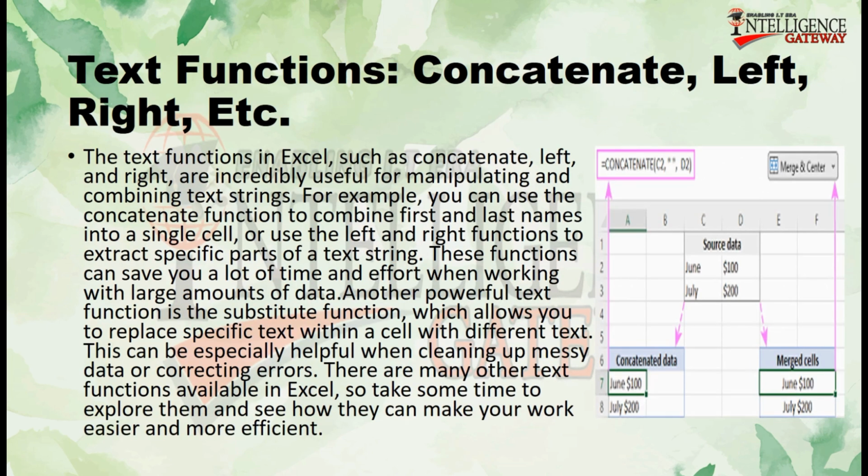Text functions: CONCATENATE, LEFT, RIGHT, etc. The text functions in Excel, such as CONCATENATE, LEFT, and RIGHT, are incredibly useful for manipulating and combining text strings. For example, you can use the CONCATENATE function to combine first and last names into a single cell, or use the LEFT and RIGHT functions to extract specific parts of a text string. These functions can save you a lot of time and effort when working with large amounts of data.